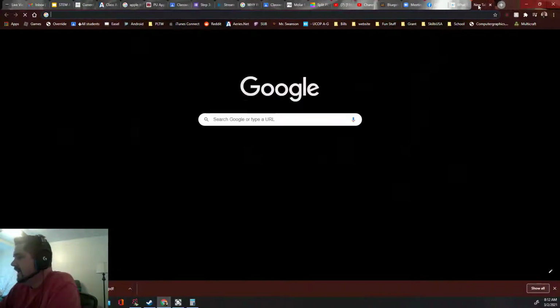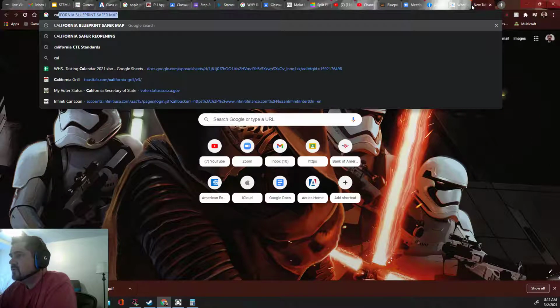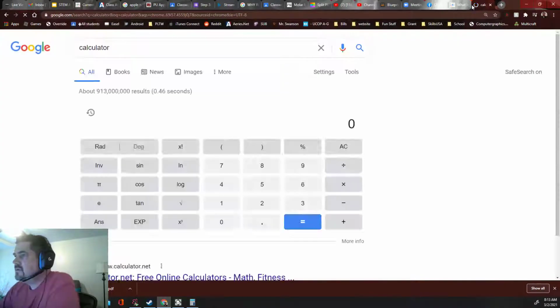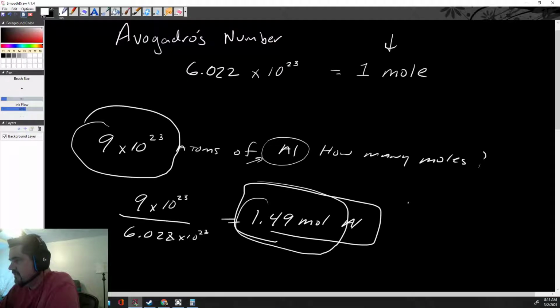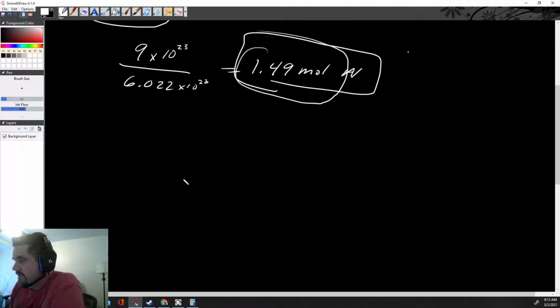Now I'm going to use the calculator over here and see if I can do it here. I think it might be this one. No, we're going to do 9. There we go, EXP as well on this one. 9 to the 23rd divided by 6.022 to the 23rd power is equal to 1.49. So it's the same thing. All right, good.